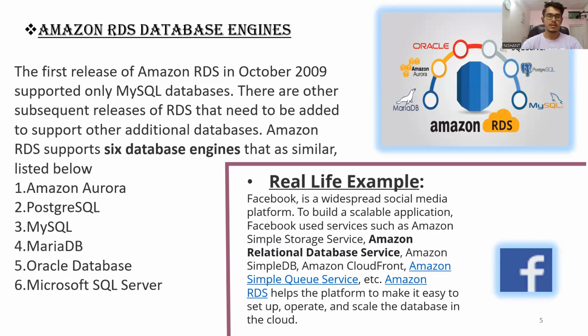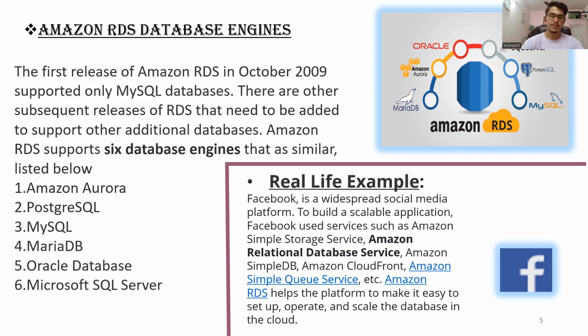So the various database instances that RDS provides are, RDS provides up to 6 database engines that are listed here, which are Amazon Aurora, PostgreSQL, MySQL, MariaDB, Oracle database, and Microsoft SQL Server. The user can choose from any of these 6 database engines which he likes to connect.